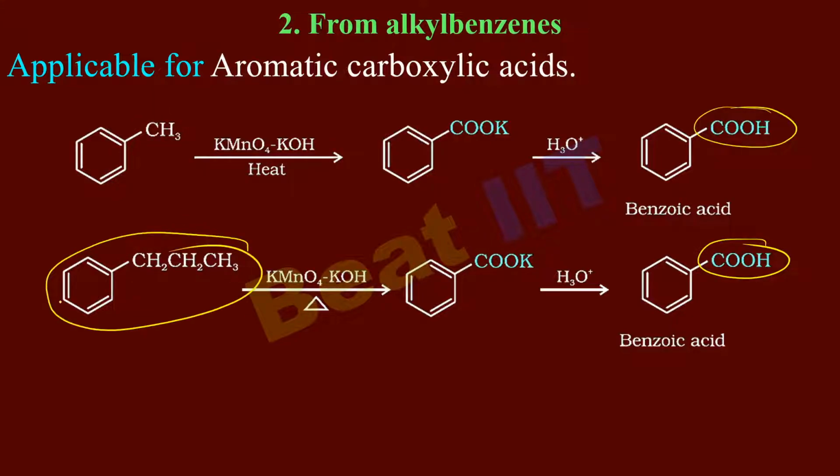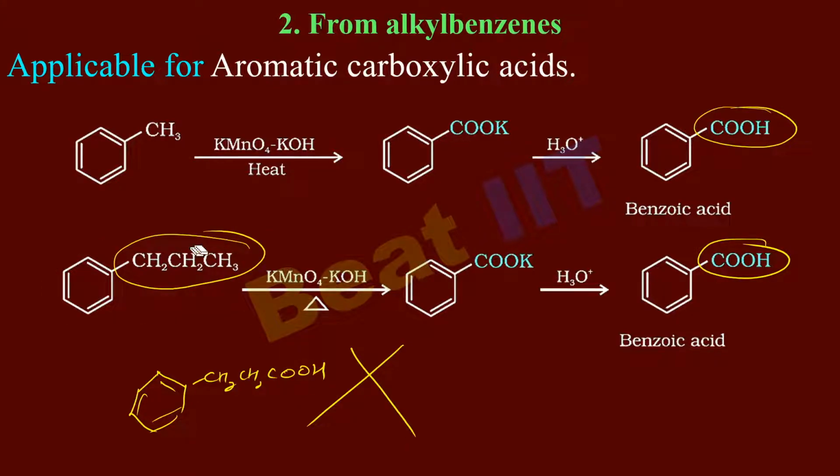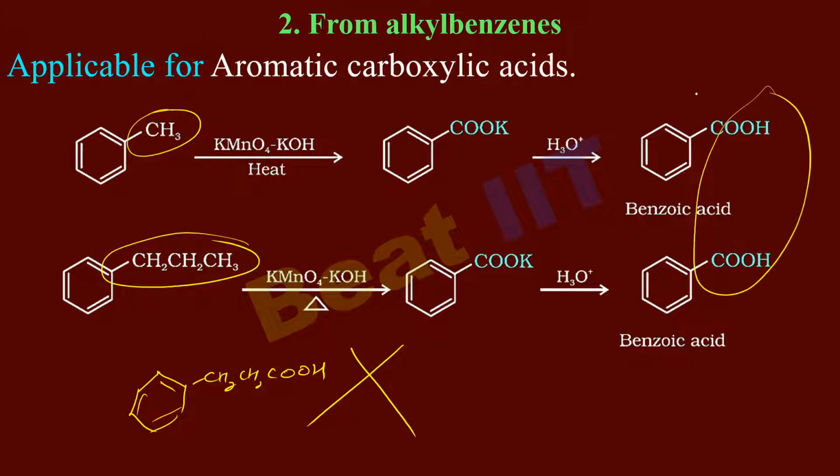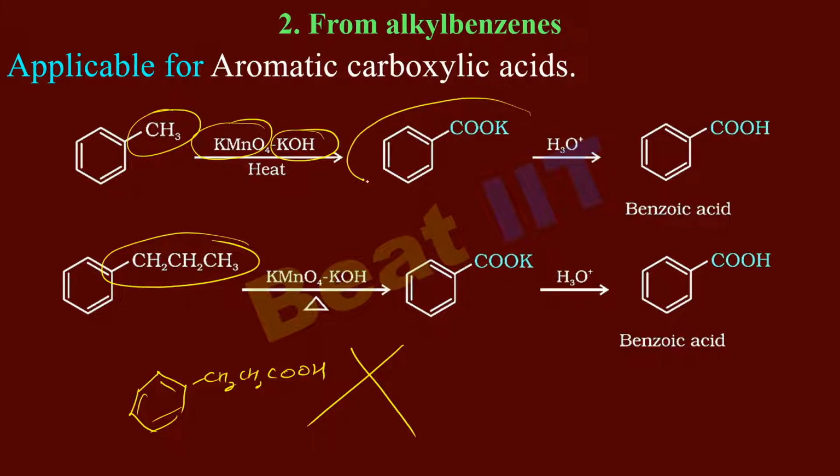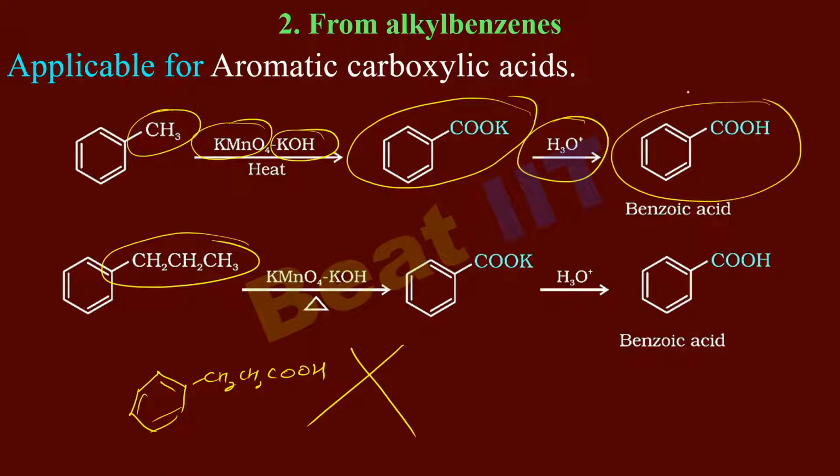This will not produce a benzene ring here and CH2COOH. No, this is wrong. The alkyl group does not matter. Whatever alkyl group is there, it will be converted to COOH in all cases. The conditions you need to remember: you have KMnO4 with KOH. You heat it, you get the salt of the acid, and then on acidic hydrolysis, you get benzoic acid. So in all cases, what you get is benzoic acid.